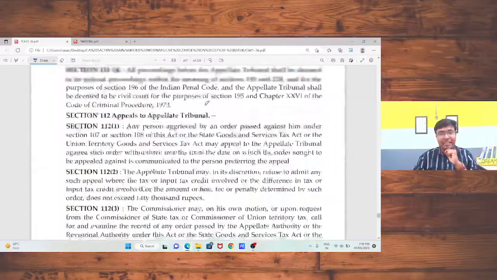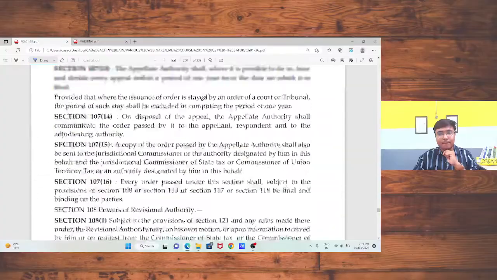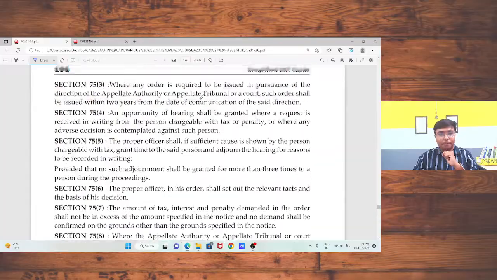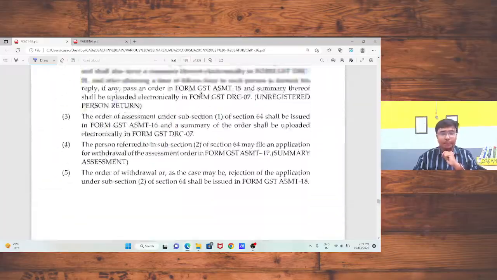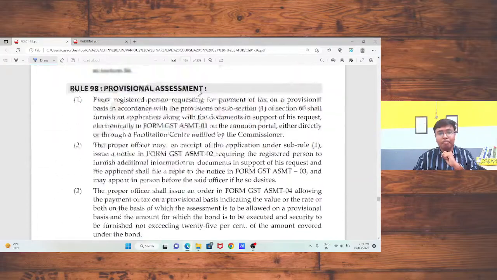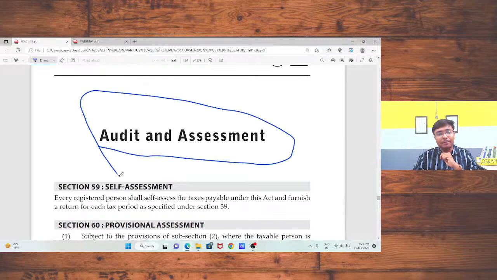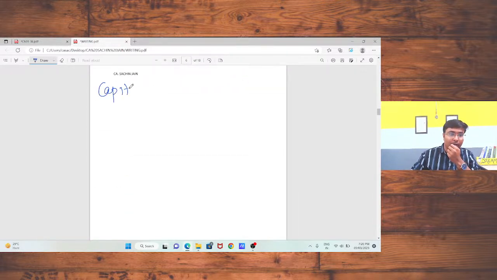Okay, we'll explain the last case again. I am going to start the discussion on audit and assessment, but before moving ahead, capital goods.